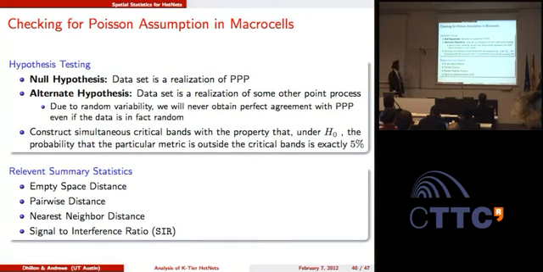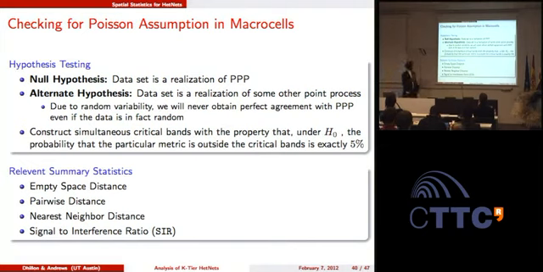So we will be doing classical hypothesis testing. You define your null hypothesis as the following, that your data set is a realization of a Poisson point process. And you define your alternate hypothesis in which you say that your data set is a realization of some other point process which is not Poisson. And due to the finite window size and the random variability, you will never obtain perfect agreement with the Poisson point process, even if the data is actually random.